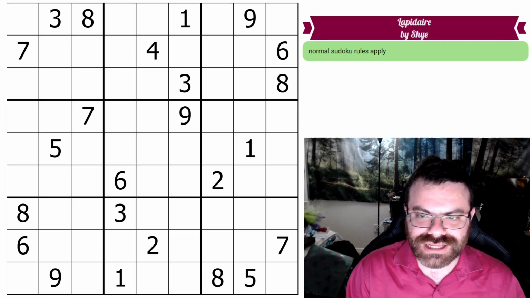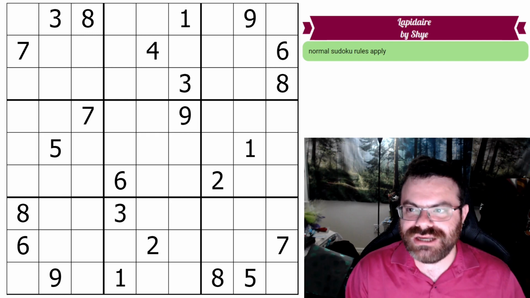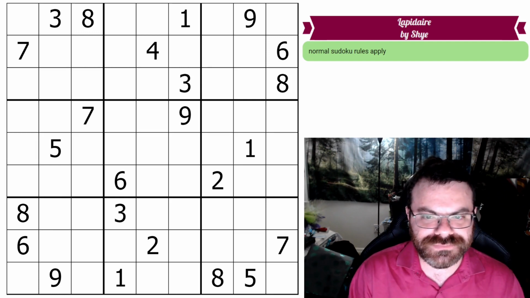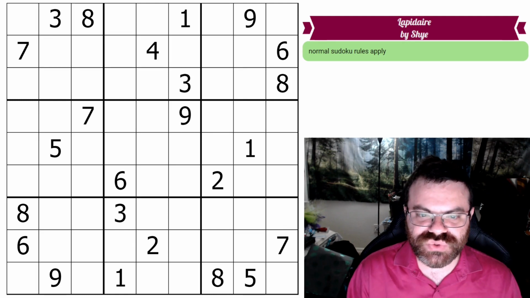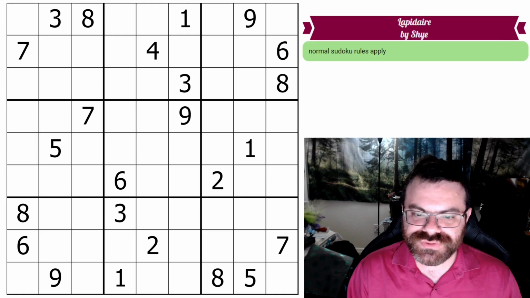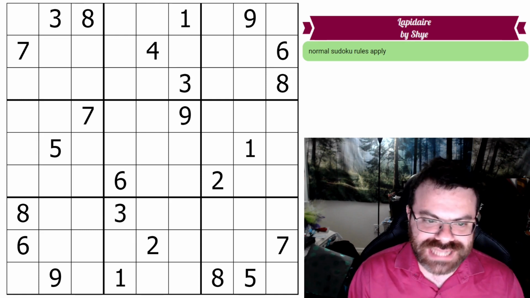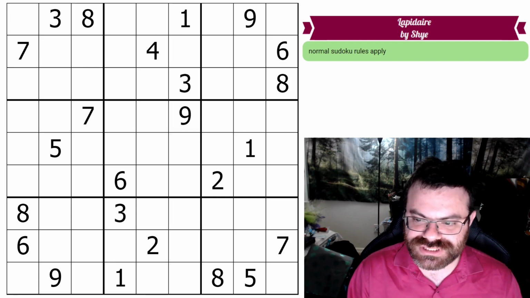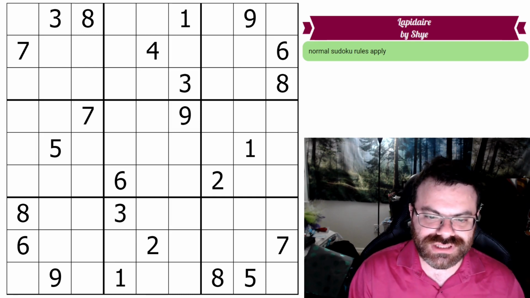So in the links below, you will find 2 classic Sudokus. One's called Lapidaire, it's by Shye, and one's an unpublished classic by Newman. Feel free to give both puzzles a try. I think you should be able to complete both of them. You may not complete them exactly in the way that I do in this video, but do give them a try first if you would like to, and then come back and finish this video.